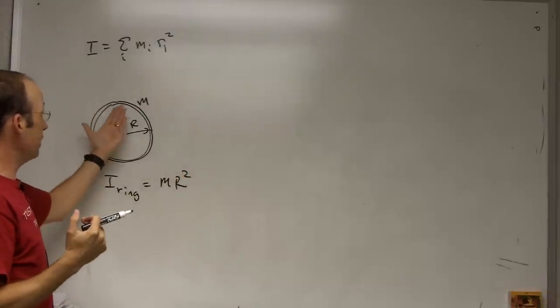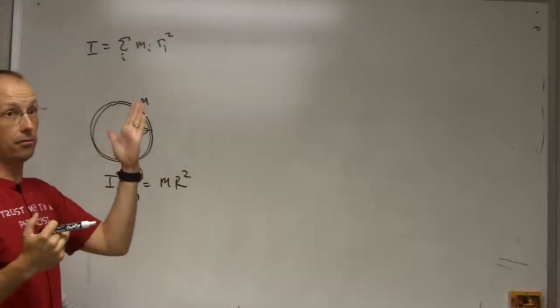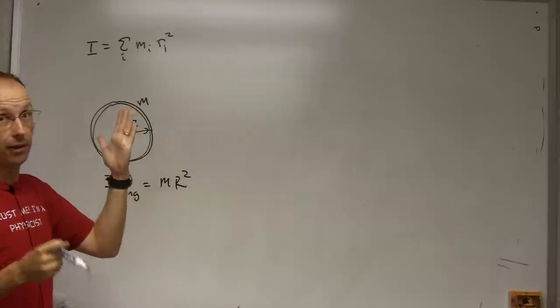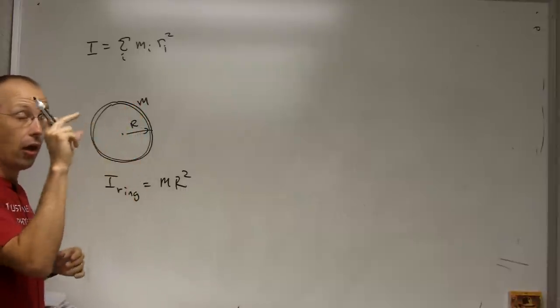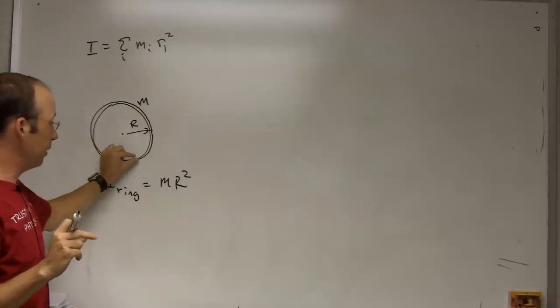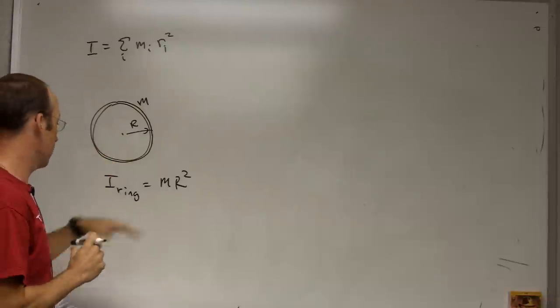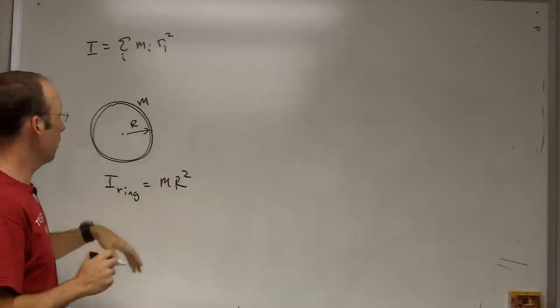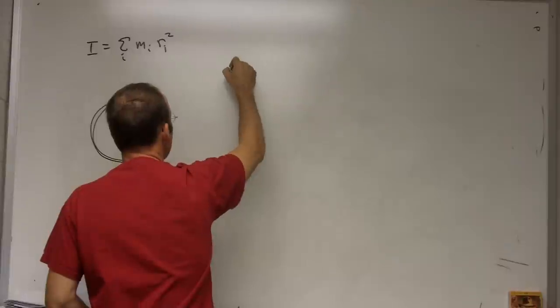And what if I stack rings up like this? It doesn't matter, right? They're all on the same axis, so it doesn't matter how thick that ring is this way. Okay, and I'm assuming it's pretty thin that way. So I'm going to use this to determine the moment of inertia for a disk.